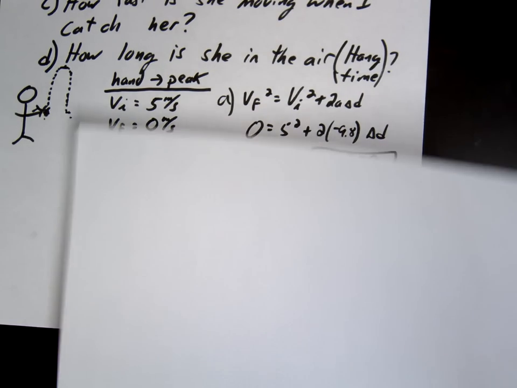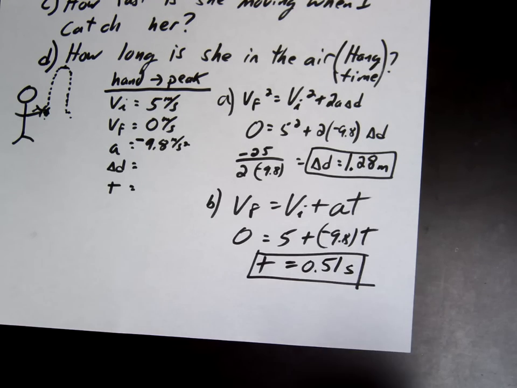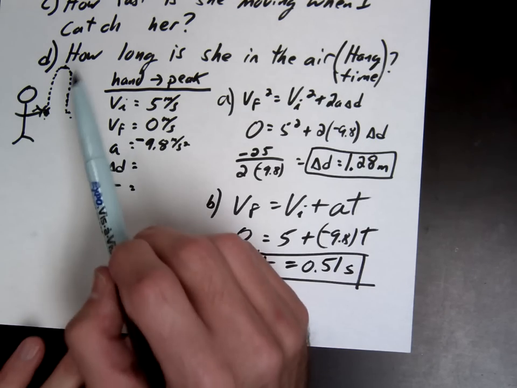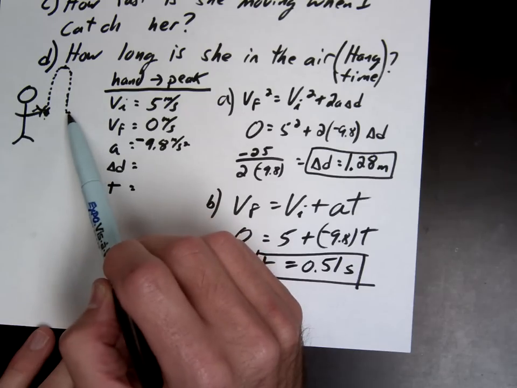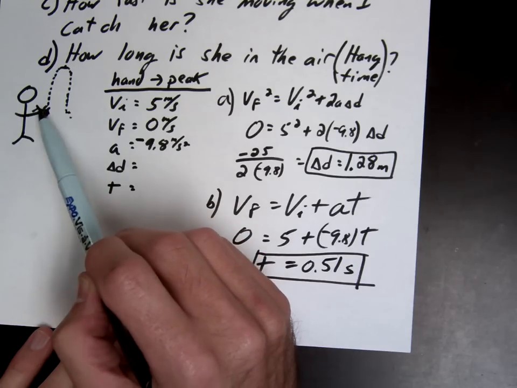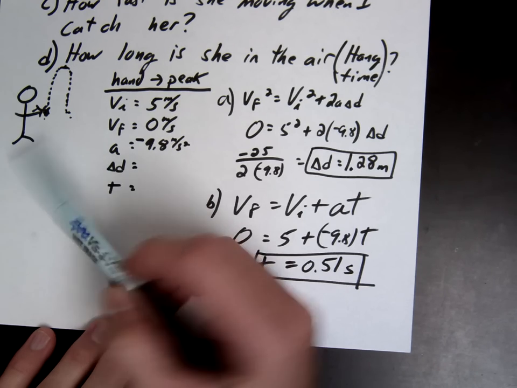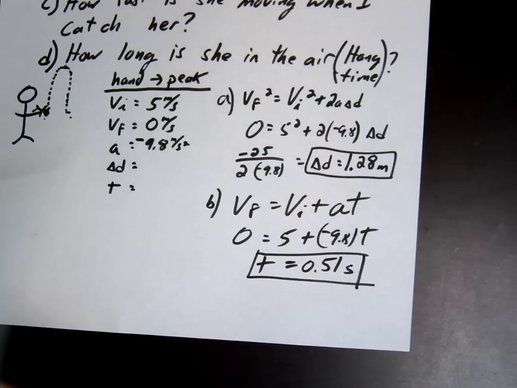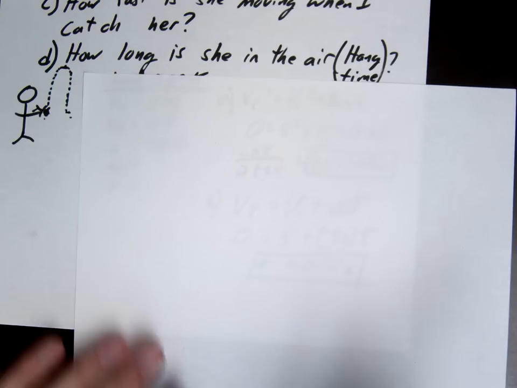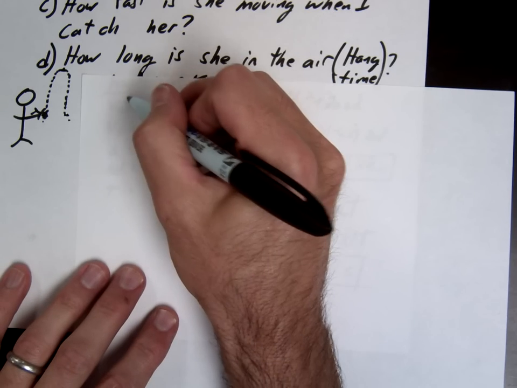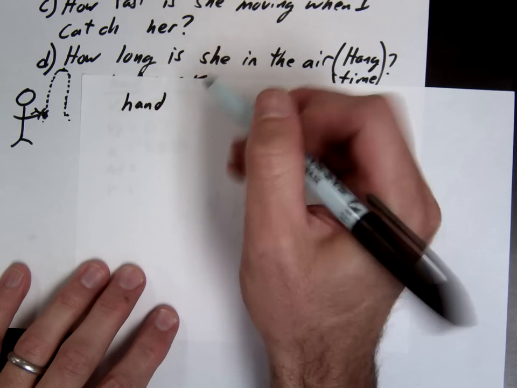All right, for this one, we're going to set up a new set of givens. And actually, you have your choice. You can go from the peak back to the hand, or you can go from the hand to the hand. Both ways will work, so it's kind of up to you how you want to do it. I'm going to do hand to hand, but maybe in a future problem we'll do peak to hand.